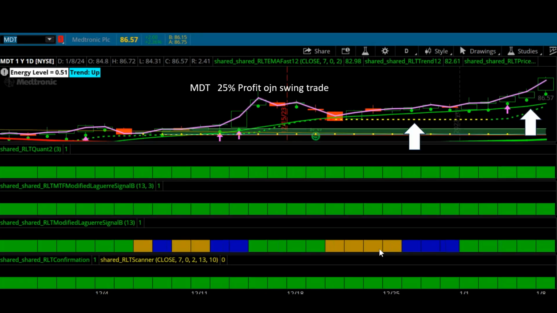MDT, same thing. Here we go from yellow. This is bearish. Notice we had a green multi-time frame and a yellow current time frame. This tells me that the institutions are not in the trade. We don't have confirming colors. Then it went to blue.